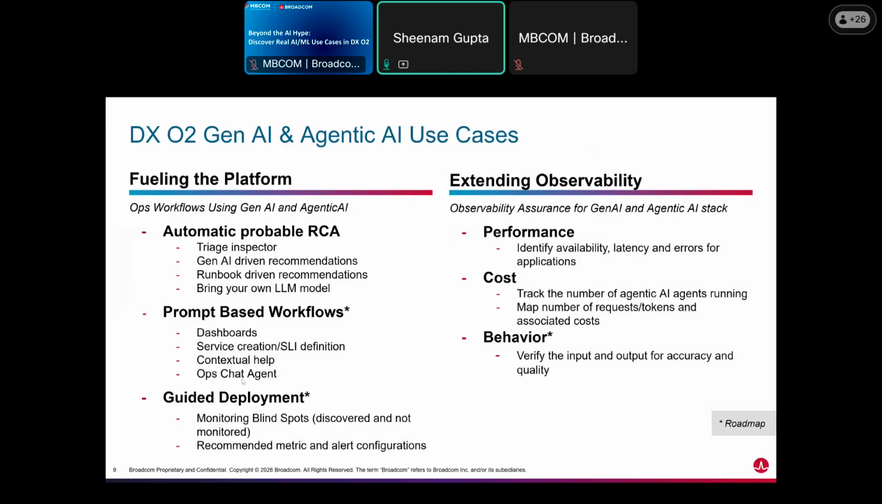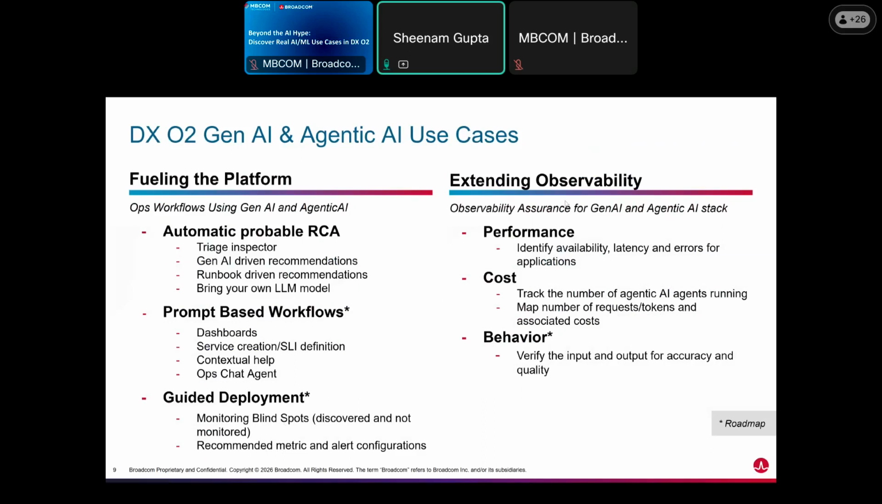Some of these areas which I'm talking about are already out. For example, contextual help is already out. Service creation, SLI definition is partially out. We are still improving it. Dashboards is in the labs, and we're looking for strategic partners, and same for the chat agent. Along the same lines, guided deployment, we have a lot of our functionality exposed or available through public APIs. And so the focus here is, can we use those APIs for guided deployment and then also help our customers monitor the blind spots and provide some configuration recommendations. Again, these are areas where we have been exploring, and we have some features out, but we are still investing and adding more enhancements.